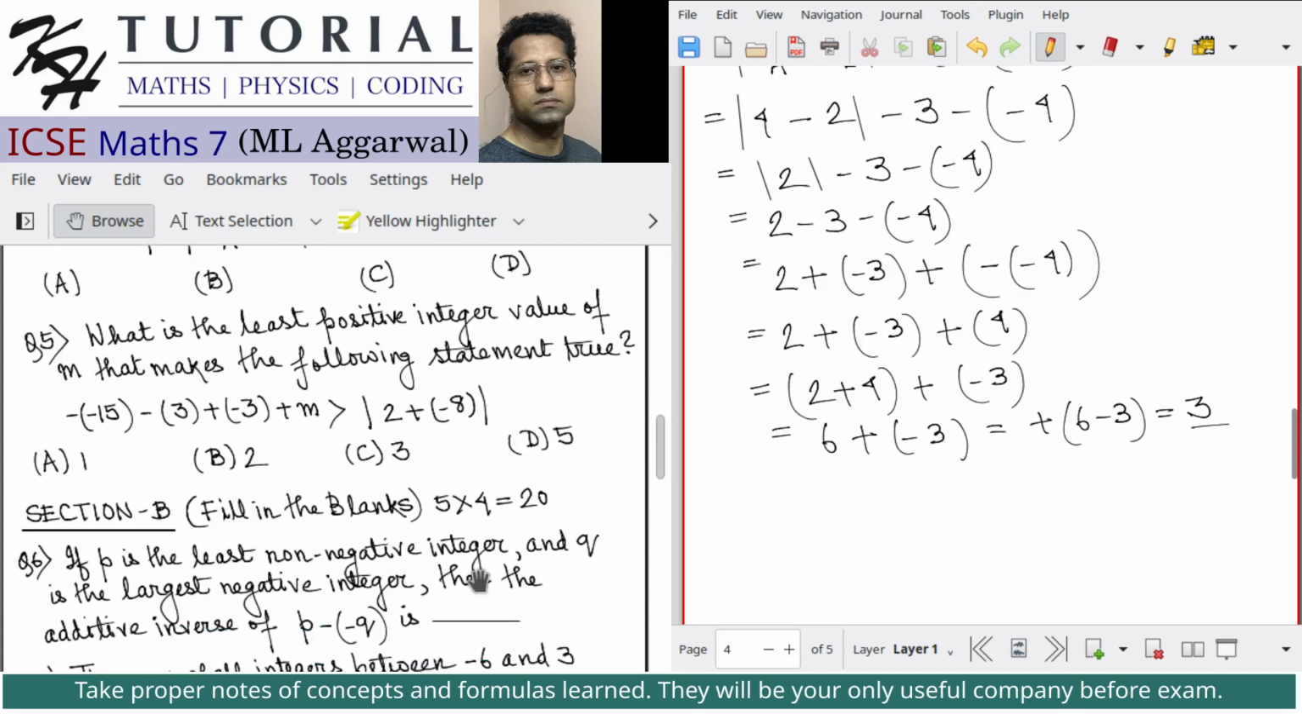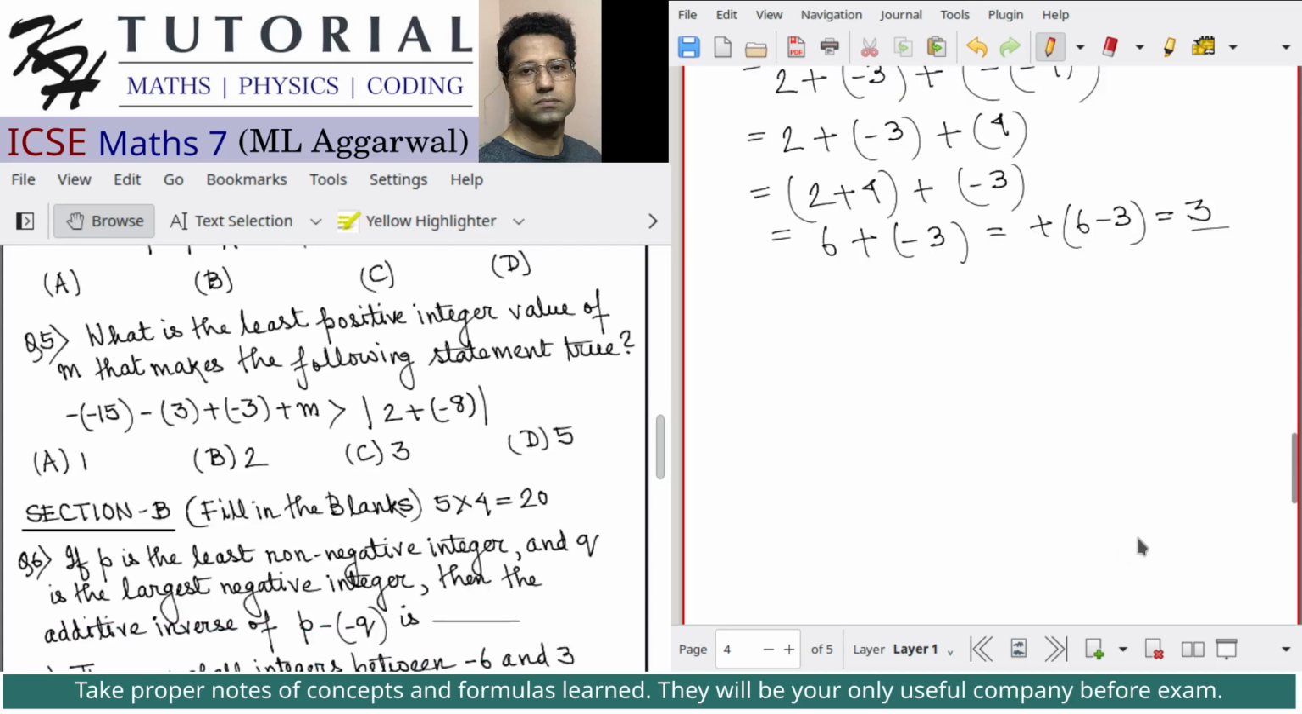Okay, let's see question number 5. What is the least positive integer value of m that makes the following statement true? We have to find the least positive integer. Now, positive integers are integers greater than or equal to 1. Remember, 0 is not a positive integer. Positive integers are all integers greater than or equal to 1. So, what is the least value of m that will satisfy the given relation?